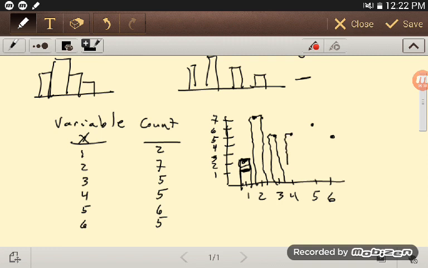All I've done by using the bars is make it very simple for me to look at the relative heights. I think it's a little easier to see the heights this way than if I just had the dots. You could just use the dots and call it a scatter plot of the variable and the count. But by making the bars, I can see the relative heights better.